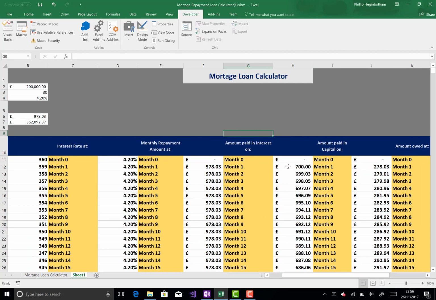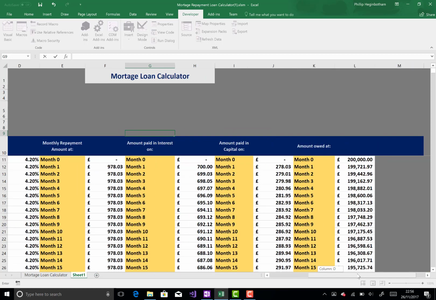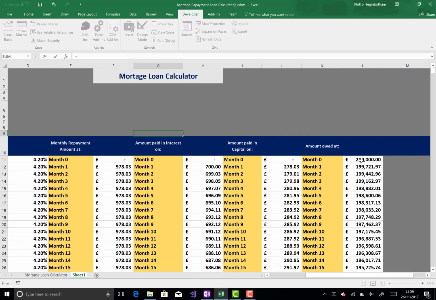So this is just going to be the amount owed from the previous month, which is going to be equal to this, multiplied by the interest rate, which was 0.035. That's 0.35%, so 0.0035. So we were looking at the amount in 700, which matched that.